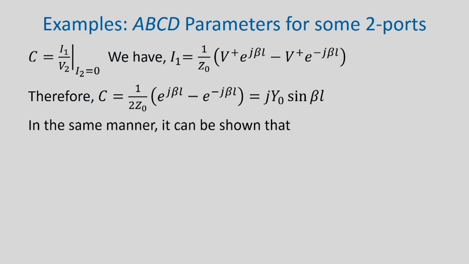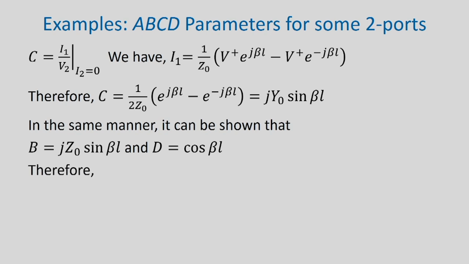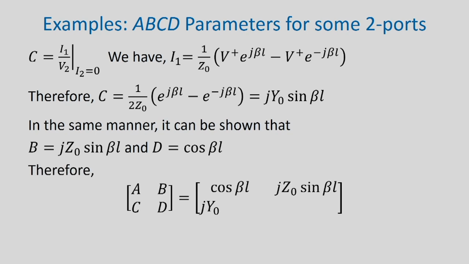In the same manner, we can show that B is equal to Z0 sin beta l and D is equal to cos beta l. And therefore, we have the ABCD parameters for a section of transmission line given by cos beta l, j Z0 sin beta l, j Y0 sin beta l and cos beta l.